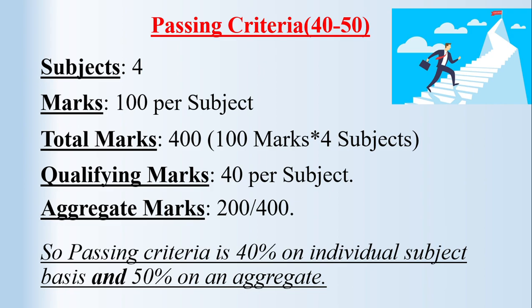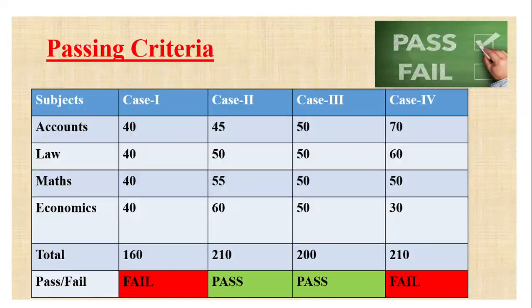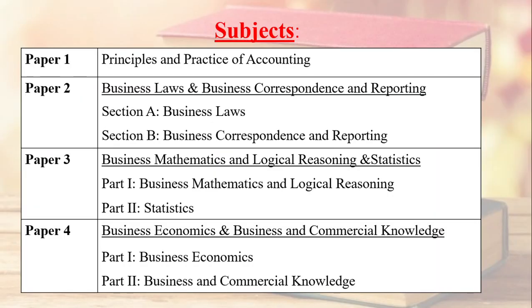Now let us have a look on the subjects in the foundation course. Paper 1, Principles and Practice of Accounting, and Paper 2, Business Law, Business Correspondence and Reporting, which is further divided into Section A and Section B. Paper 3, Business Mathematics and Logical Reasoning and Statistics, which is further divided into Part 1 and Part 2. Paper 4, Business Economics and Business and Commercial Knowledge, which is further divided into Part 1 and Part 2.